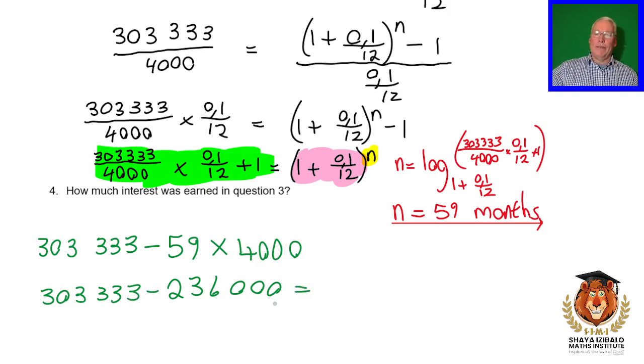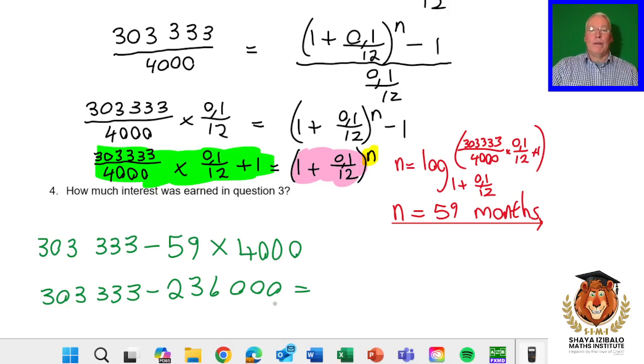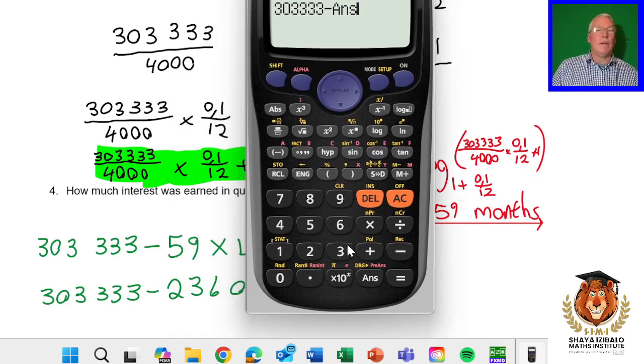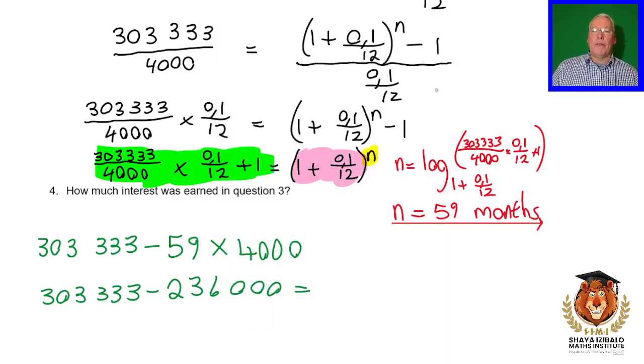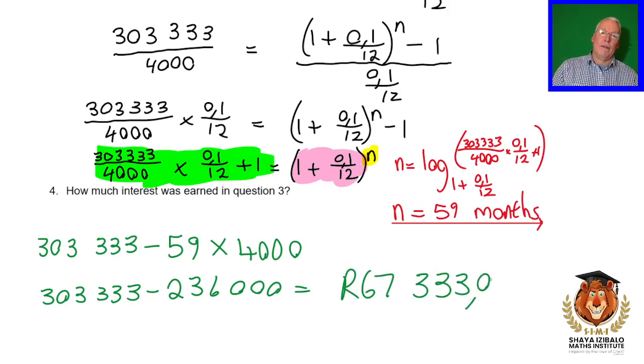All right, and let's just see what that is. So 303,333 minus our answer is going to be 67,333. 67,333 Rand. Okay, and that is interest.